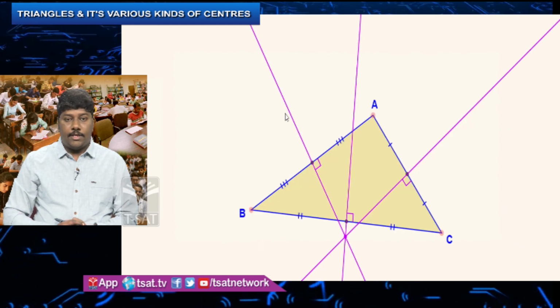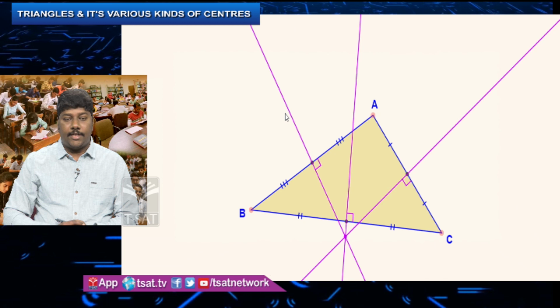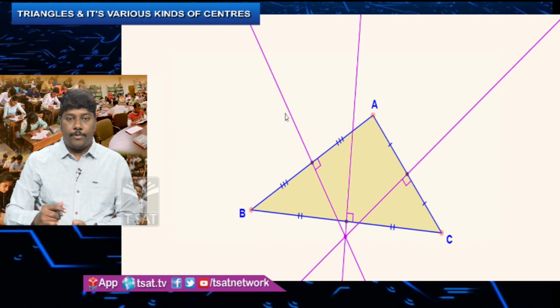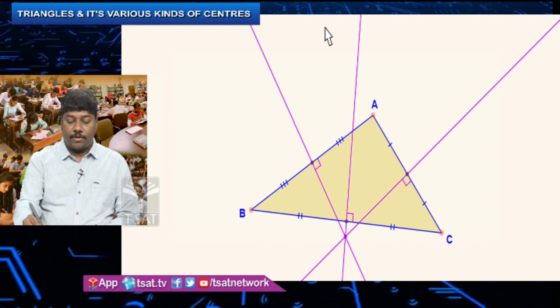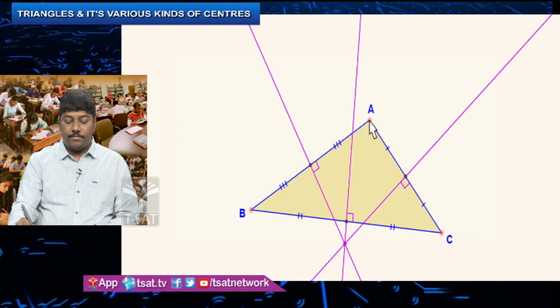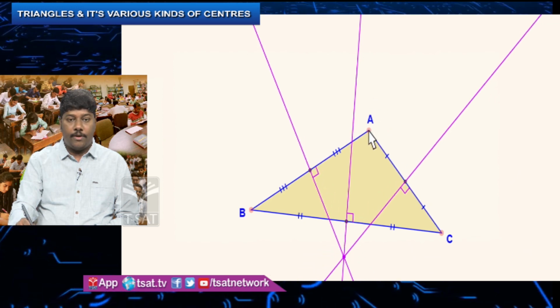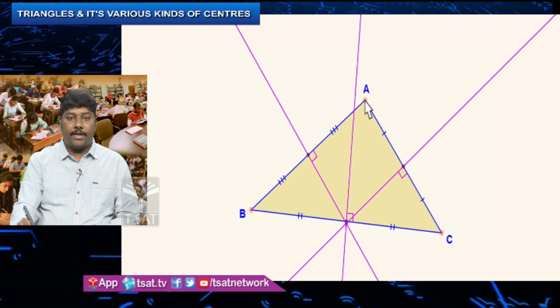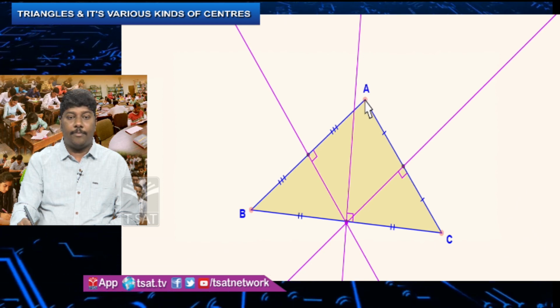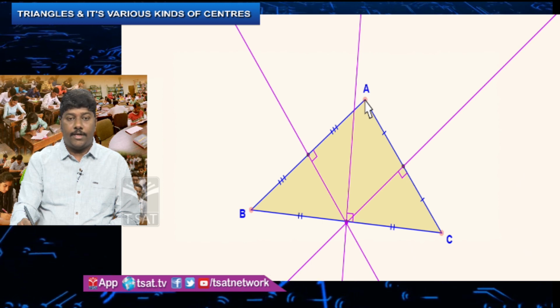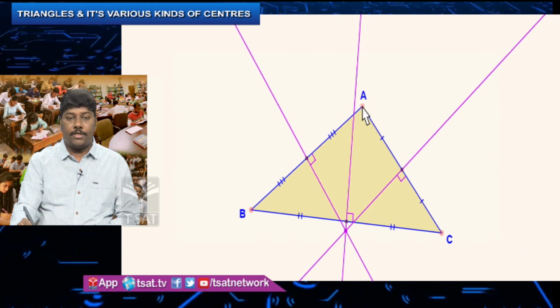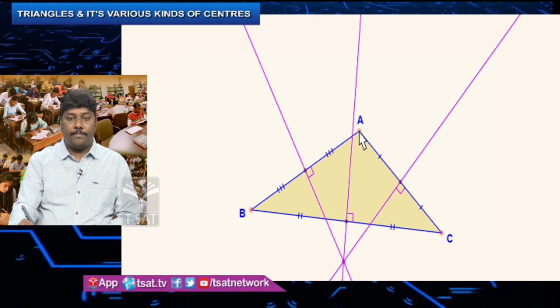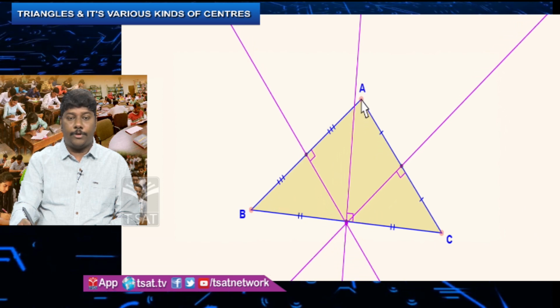Now we look at the circumcenter. The circumcenter is the intersection point of the perpendicular bisectors. For an obtuse angle triangle, it stays outside, as you see. For a right angle triangle, with the right vertex at A, it is exactly the midpoint of the hypotenuse. It is exactly the midpoint of the hypotenuse. For obtuse outside, for right angle the midpoint of the hypotenuse.